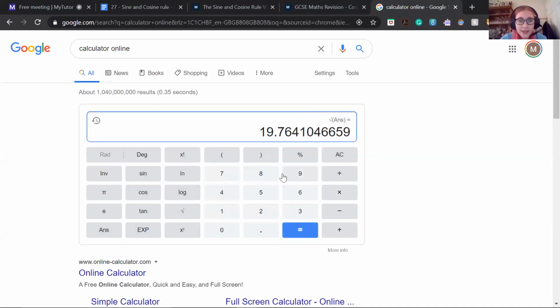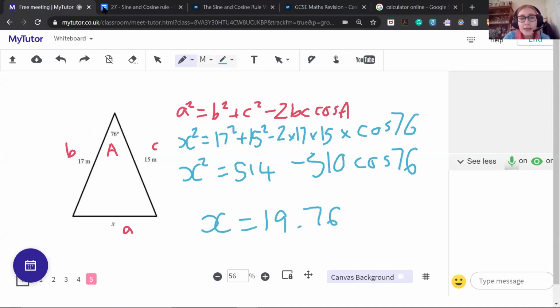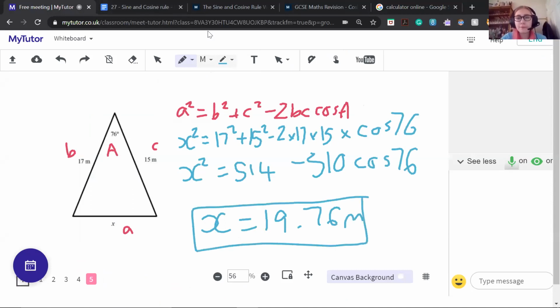Am I going to get 19.76? So even though this looks like there's a load more working out to do, it's not too much more. And this will always be on a calculator paper. So hopefully you should be all right, unless you make a silly mistake like me and do cosine. Yeah, a couple more people got it then, which is fantastic. Well done.